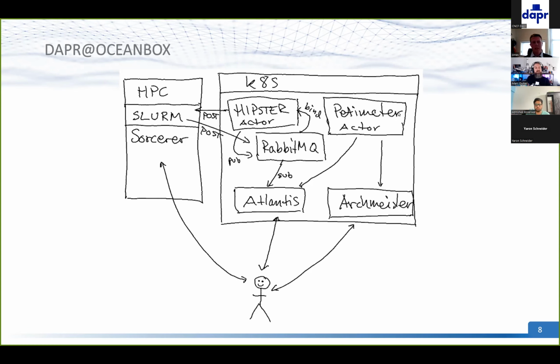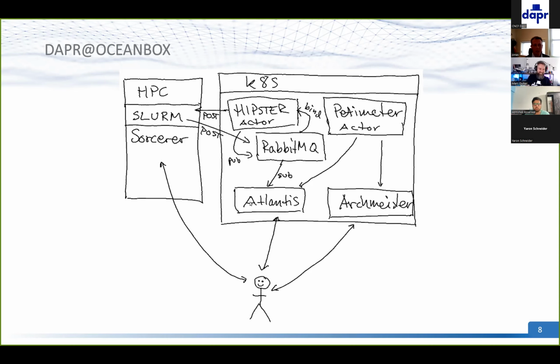User information is stored in a service called Petimeter, which means nitpick in Norwegian. And that's actually a Dapr actor. So we just keep all the user state in an actor, which is quite convenient. And then we have a service called Hipster for running and managing calculations, and that's also built around an actor. Hipster is an acronym, a little bit contrived, for HPC interface to Slurm type resource managers or something like that. So we needed to find a good name for it.